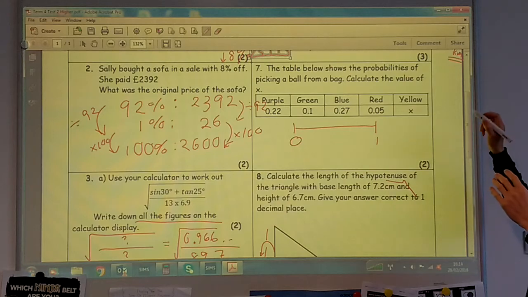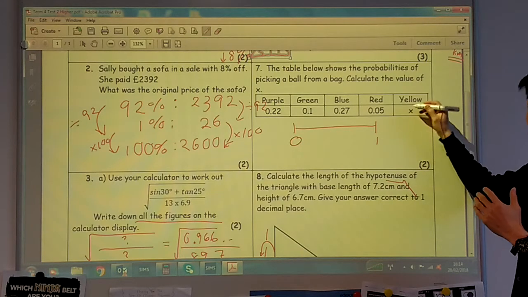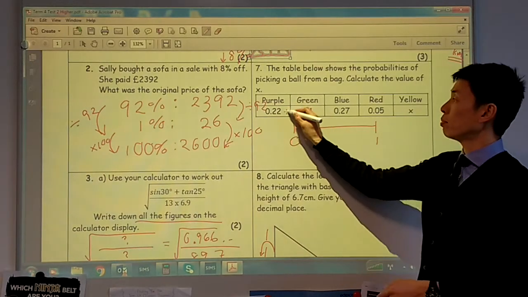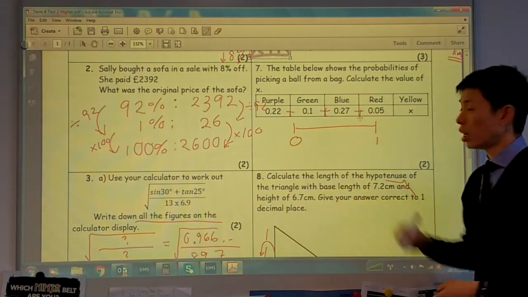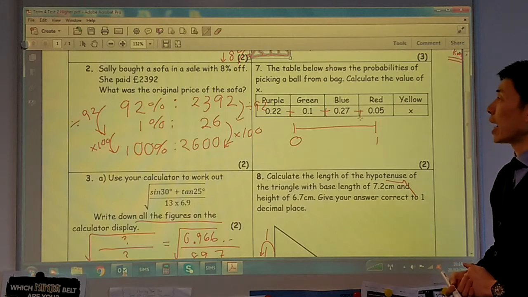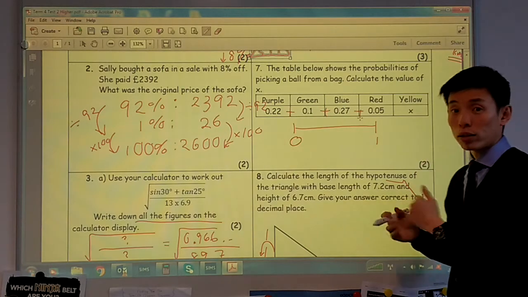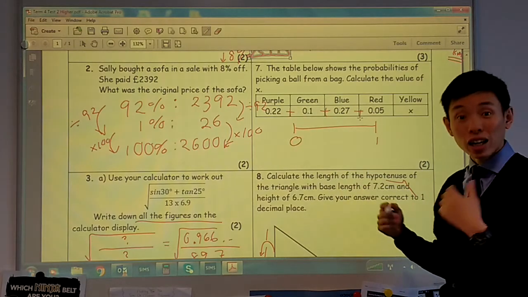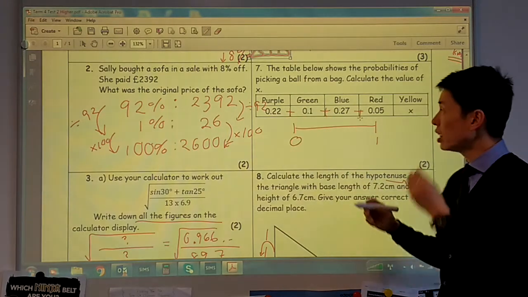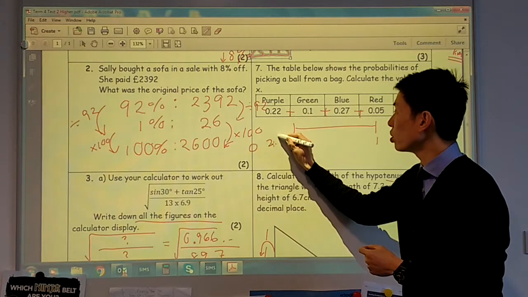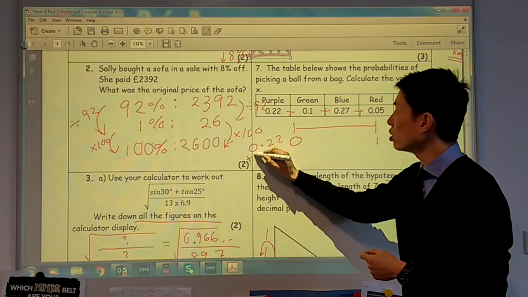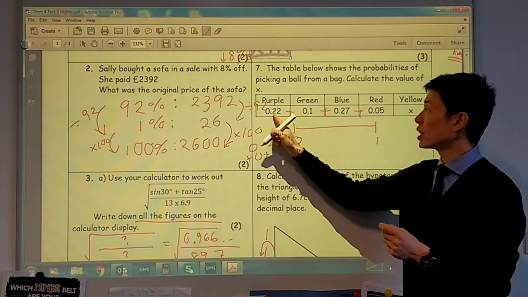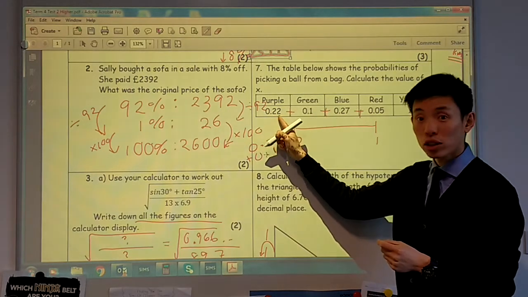To find the missing value, you must add up those 4 probabilities and then take away from 1. So 0.22 add 0.1. A lot of people wrote 0.23. Actually, 0.22 add 0.1, the 1 is actually tenths, so it's adding to the tenths, not the hundredths.